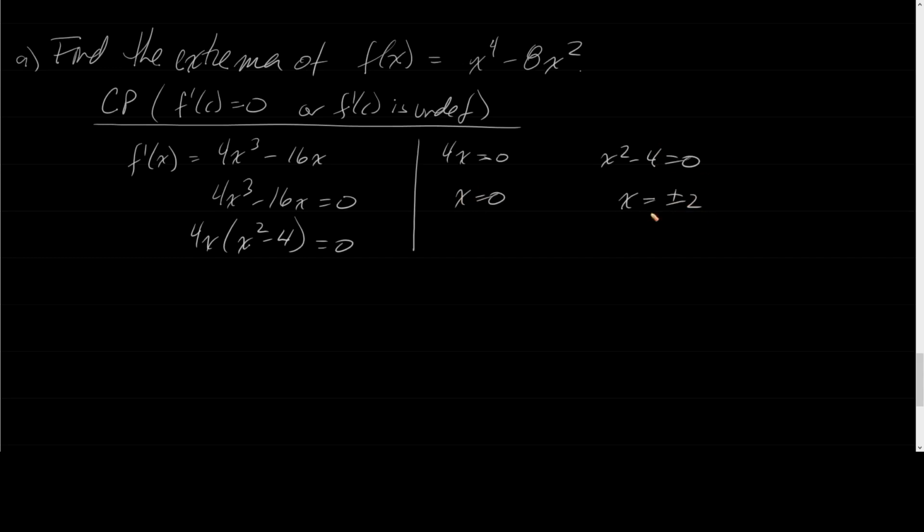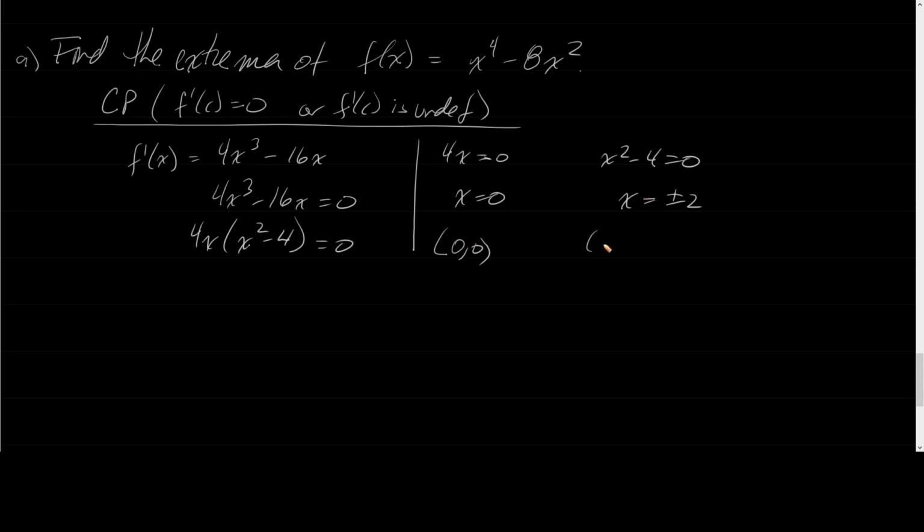Move the 4 over and take the radical of both sides. So now, what did we just find? Well, we find these 3 critical values: 0, positive 2, and negative 2. From 0, I get the point (0, 0). How did I find that out? I plugged that into here. 0 to the 4th, 0 squared, 0 minus 8 times 0 is just 0.